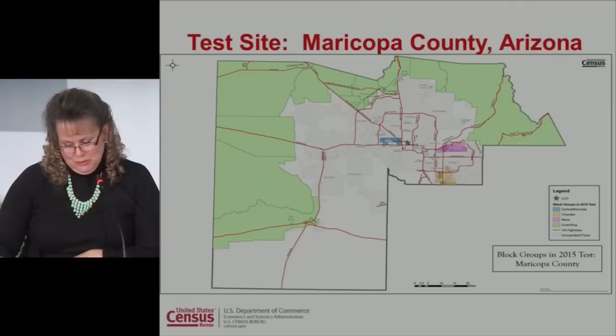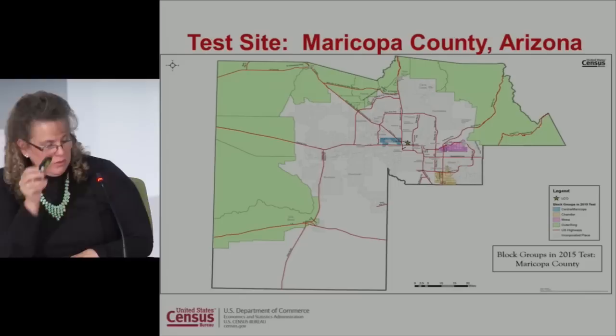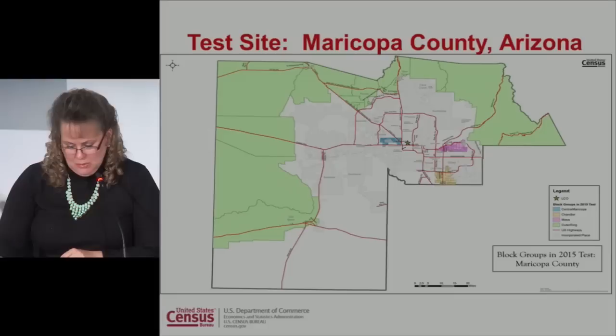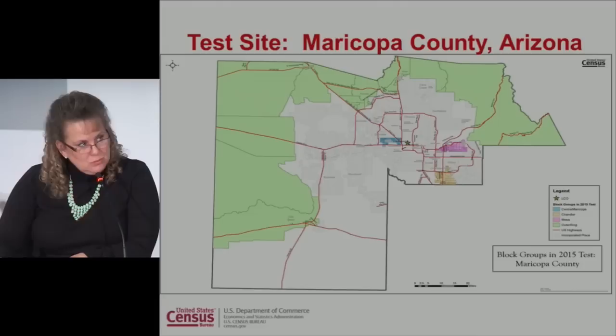Block groups for the test were identified based on diversity of socioeconomic characteristics. The block groups in central Maricopa, which are shown in blue, which is sort of in the center top part of the map, were selected for their high concentrations of both vacant and Hispanic populations. Including these block groups will allow us to test administrative records objectives related to access and implementation in areas with high concentrations of both vacant and Hispanic populations.